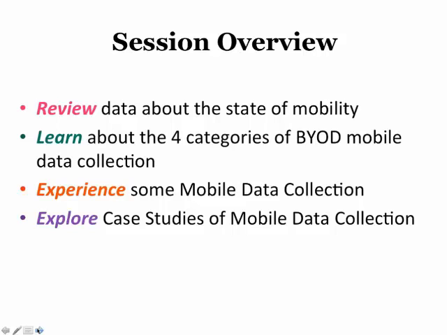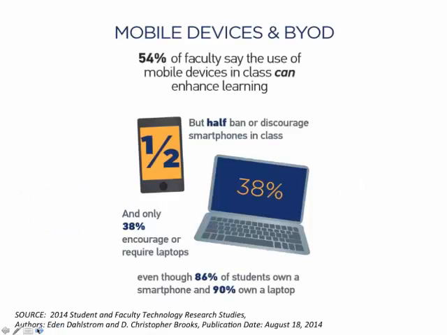Okay, so we're going to talk a little bit about mobility. We're going to talk about 4 different categories of the types of data collection people are doing. We're going to talk also about, or go through the experience of doing some collection as a case study of our own, and then think through what some folks are doing in the field.